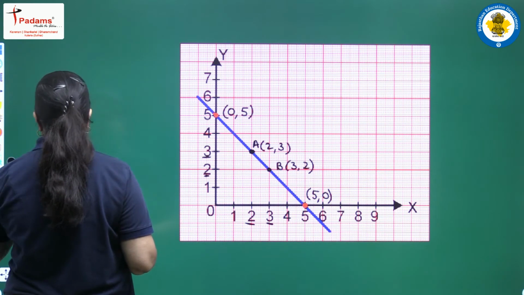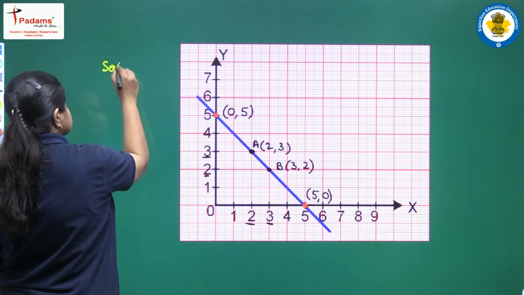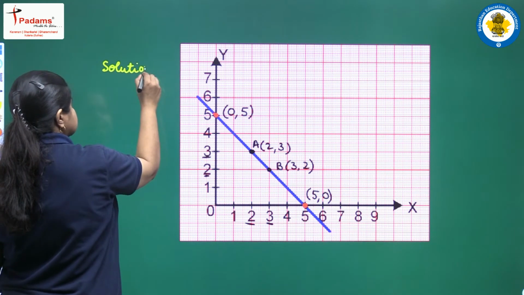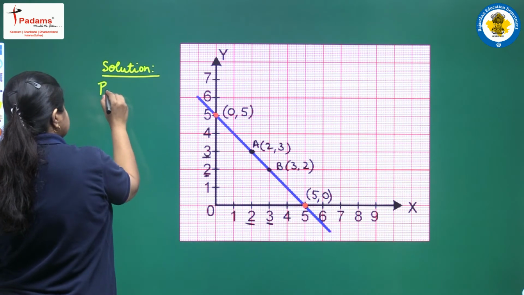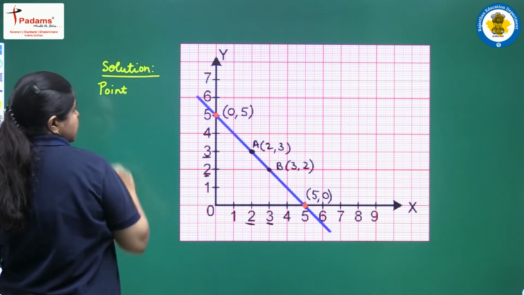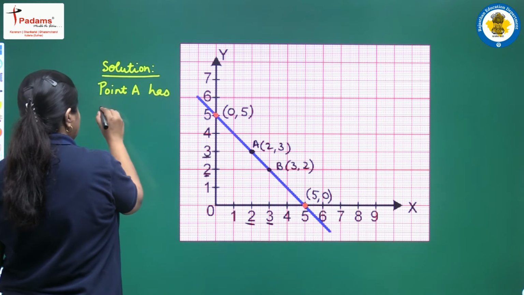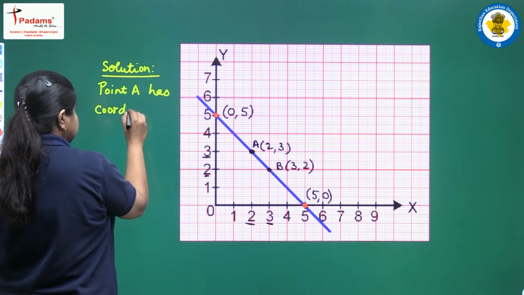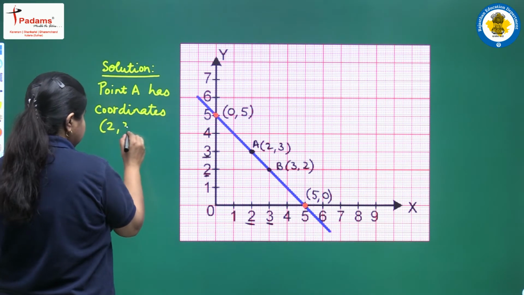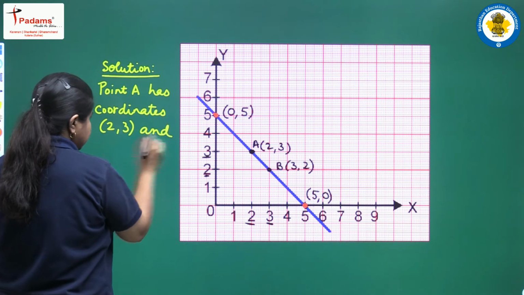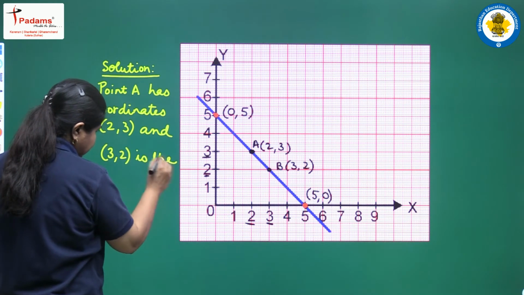Now, we need to write the solution. We write here, point A has coordinates 2, 3 and 3, 2 is the point B.